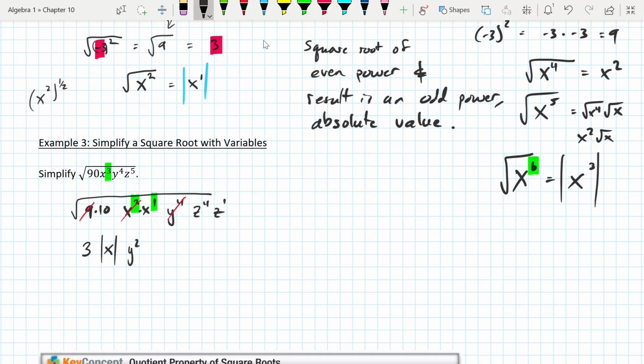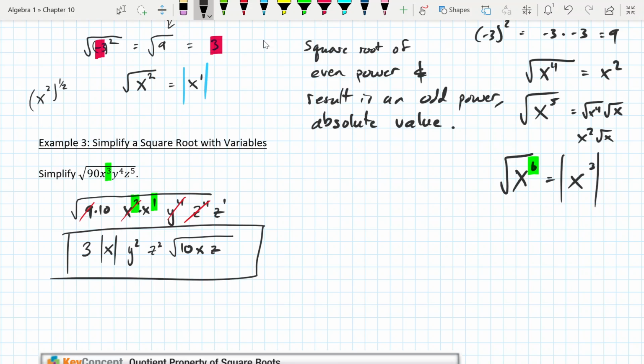Z to the 4th, that's going to give me z squared, an even resulting power, so nothing happens with it. And then I'm left with the z to the 1. So what's left inside of the square root? I have 10 and x and z. So there's a simplified form.